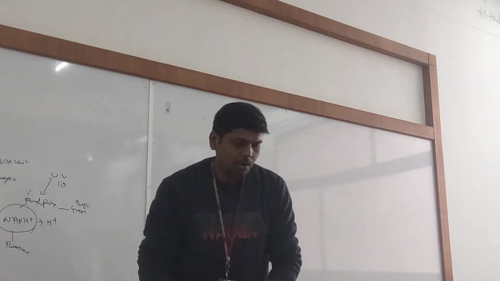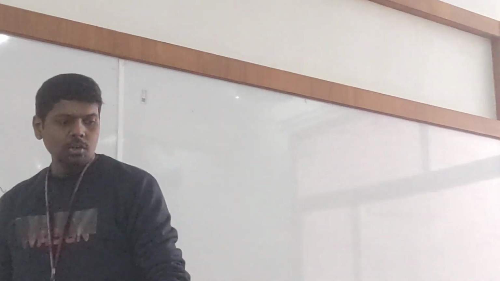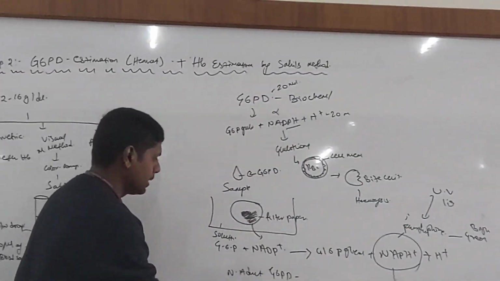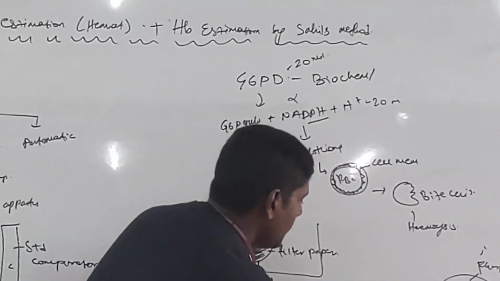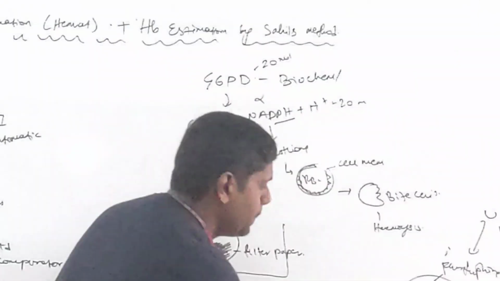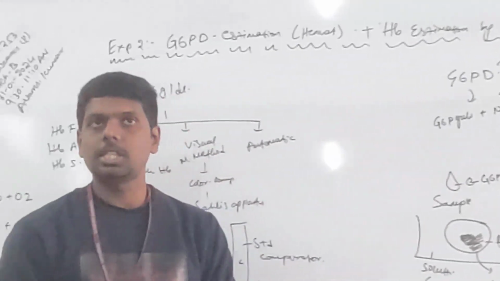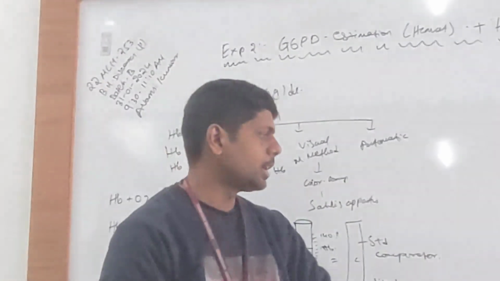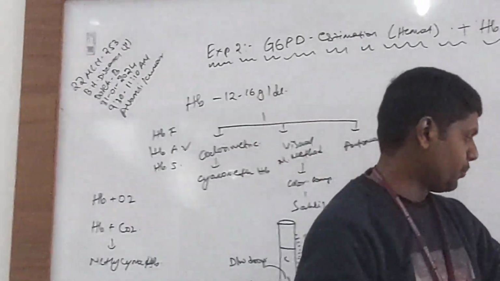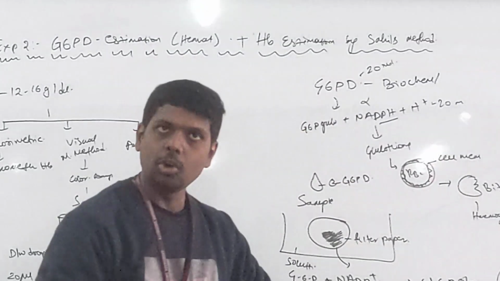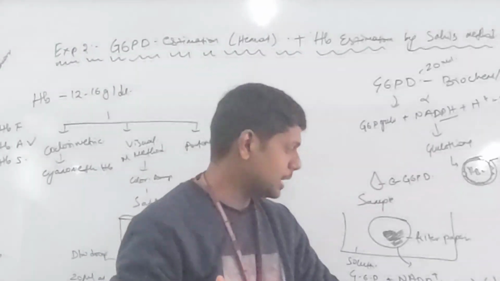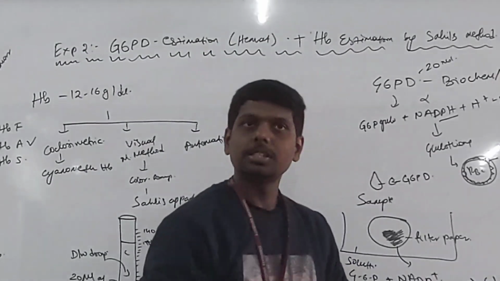The normal value of G6PD is 4 to 15 units per gram of hemoglobin. This is the normal value of G6PD in adults. Okay, it is an average value. Hemoglobin is always in grams, not milligrams. Okay, that's it. Is it clear?